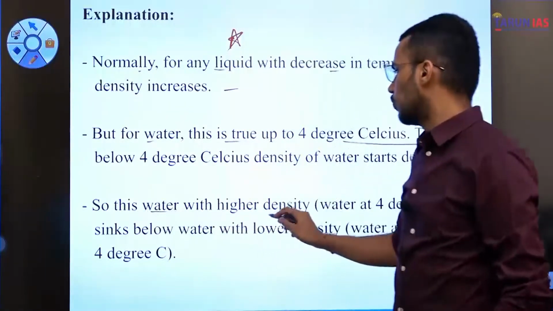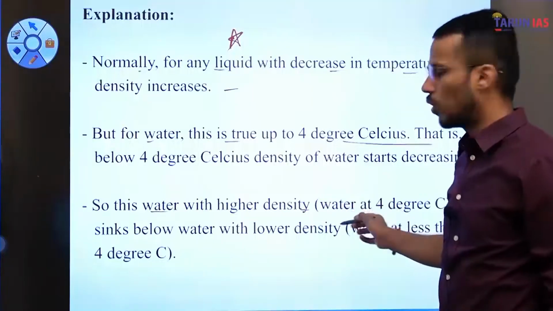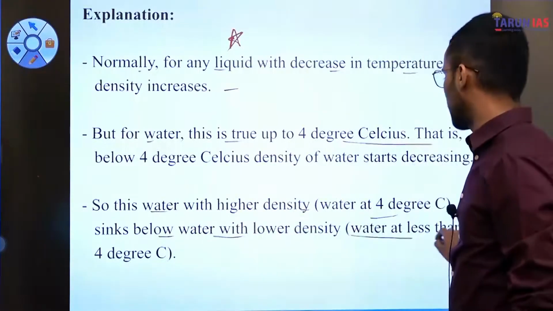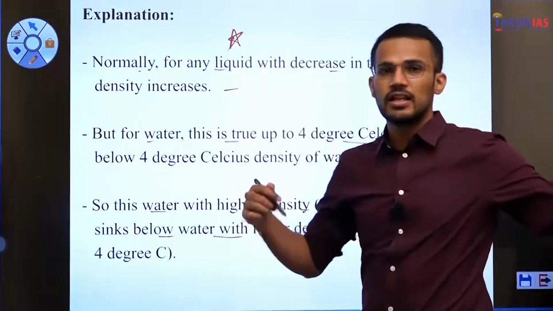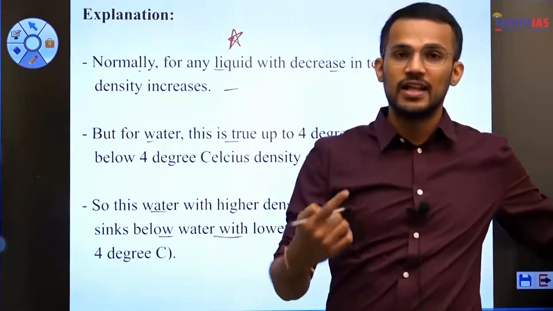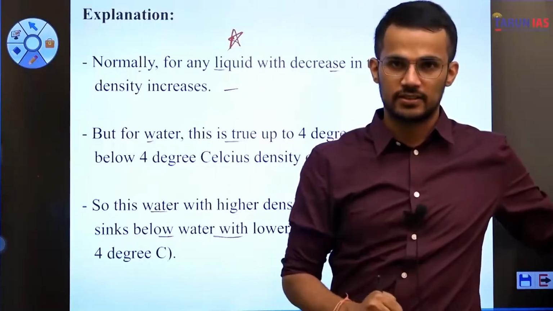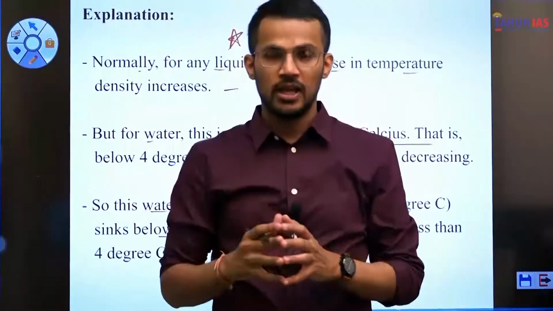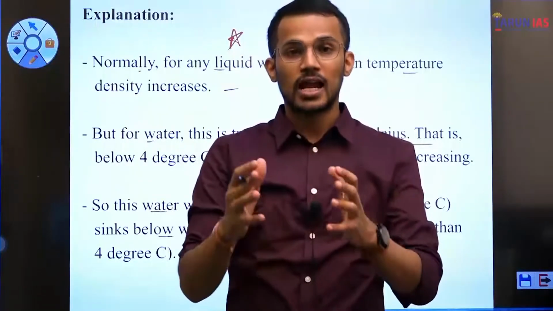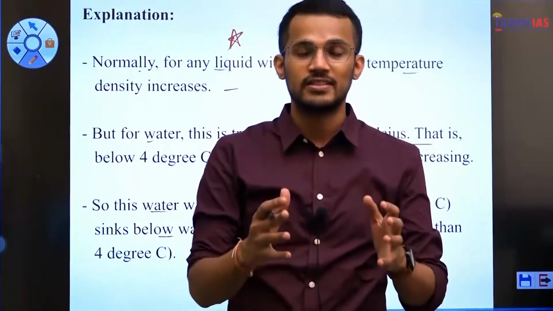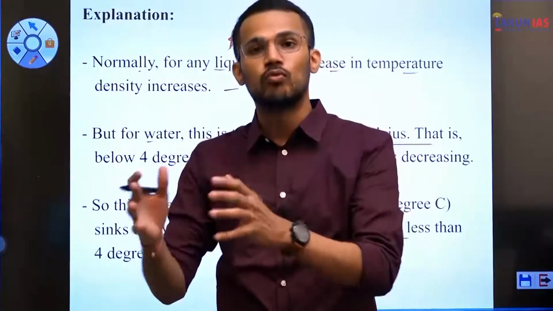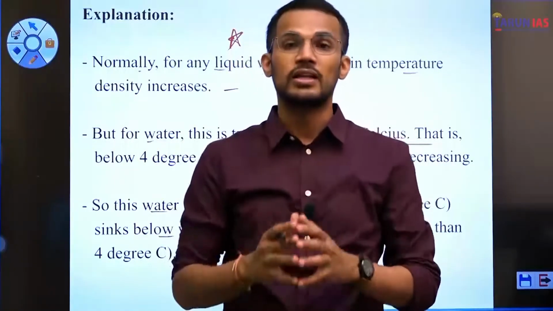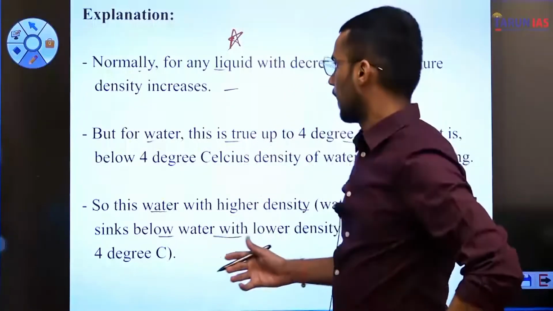So water with higher density, that means water at 4 degrees Celsius, will sink below water with lower density, that means water which is at a temperature lower than 4 degrees Celsius. Whichever is heavy will sink down. Water at 4 degrees Celsius has high density, and that's why it will be heavier than water at lower temperatures, and hence this water will sink down.